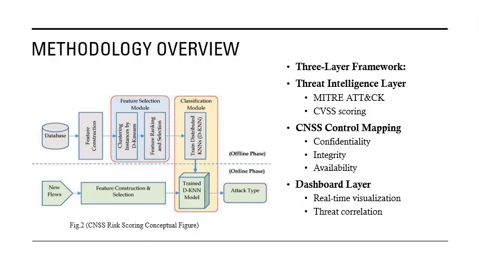When new flows come, the feature construction and selection here match with the KNN trained model. Then we have the offline and online phases. The online phase you see at the bottom, while the offline phase we use for the training, and testing goes in the online phase to see whether the attack matches or not. So CNSS is the core conceptual figure.